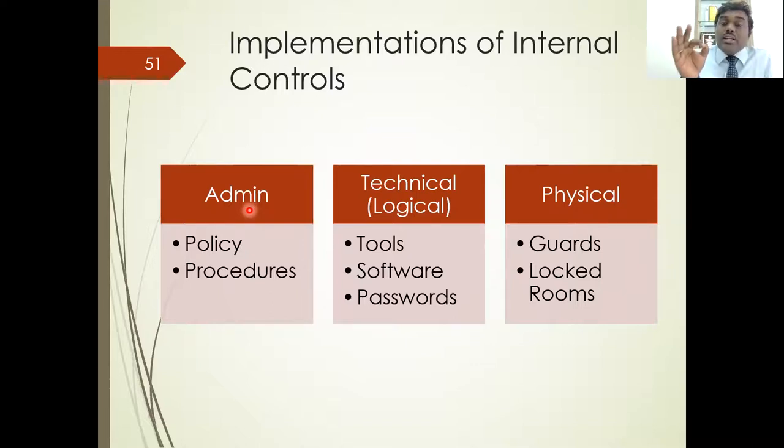Your internal controls can be implemented under these three buckets: admin, logical, physical. When I use the word admin, we are referring to policies, procedures. When I'm referring to technological or logical, I'm using software, tools, passwords, etc. When I say physical, I'm talking about guards, locks, rooms, physical substance.